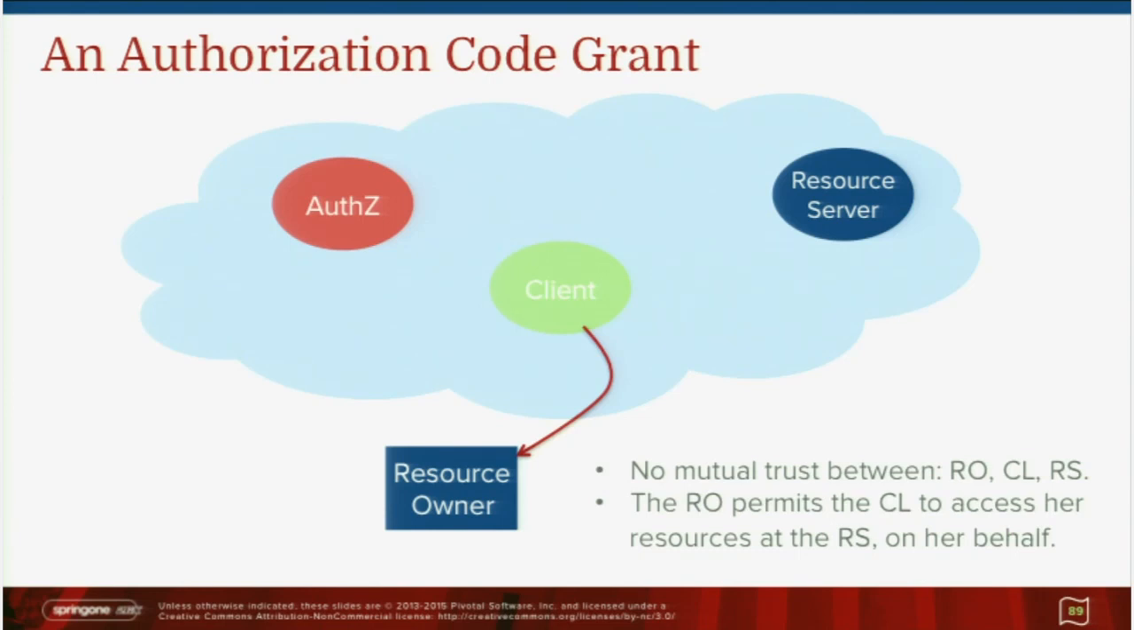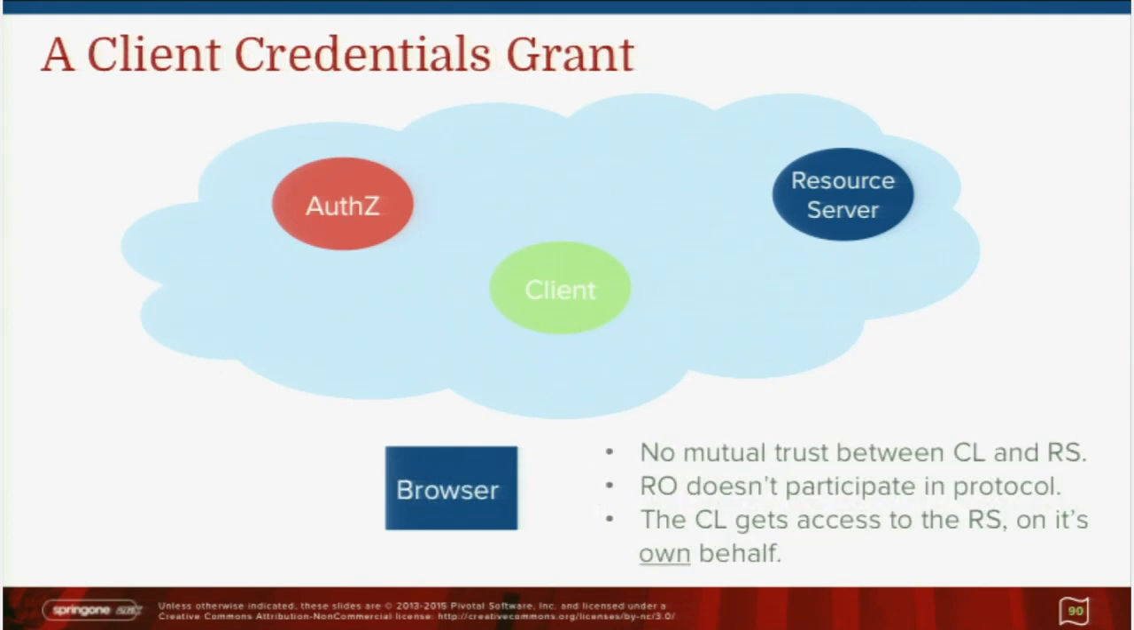If that's true, and by the way, the second point, that the resource owner is going to permit the client to go get a resource on their behalf, then this is the protocol run you need to do. This is the one that solves that problem. So no mutual trust, and party A is going to do something on behalf of party B. Use this implementation. Use the authorization code grant.